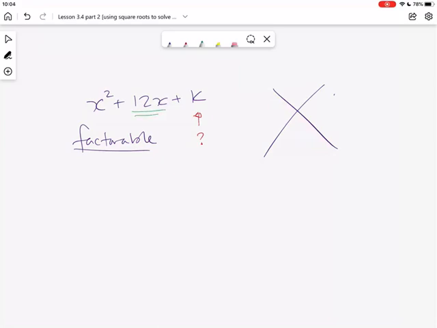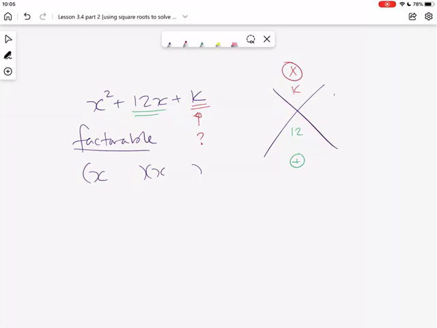So if we consider the middle term and our last term in our expression, we know from our previous lessons that I'm looking for two numbers that add together to give me 12 and multiply together to give me whatever k could be or should be. And I know that my factored form is going to look something like this, where I have x plus or minus some number times x plus or minus some number. So what could those numbers be?